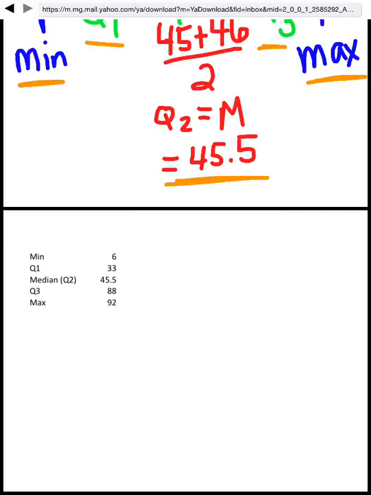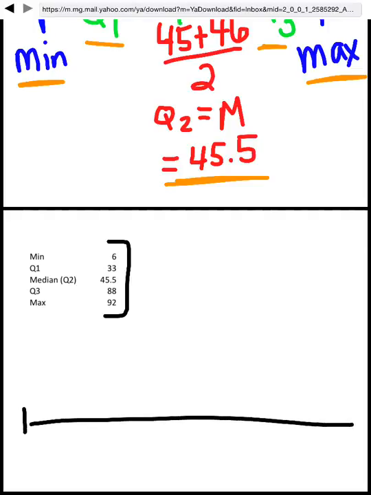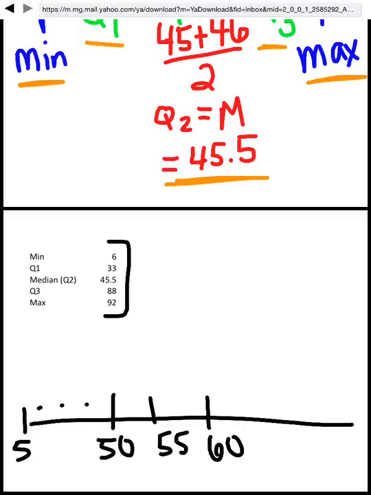So what we need to do to draw the box plot, now that we have our 5-number summary, is to draw a number line. We need to number this number line so that all the numbers from 6 to 92 will be contained on this number line. What we don't want to do is skip any values. So for example, we do not want to draw a number line that starts at 5, and then let's say we don't want to write all the numbers out, so we say, oh, and here's 50. And then you start numbering 55 and 60. You see this big gap right here?